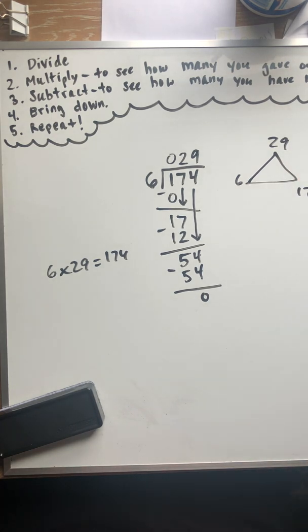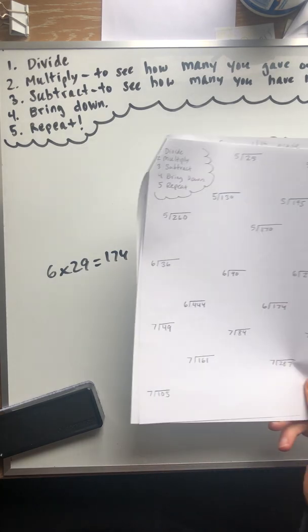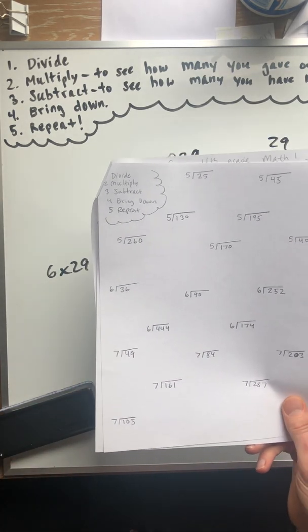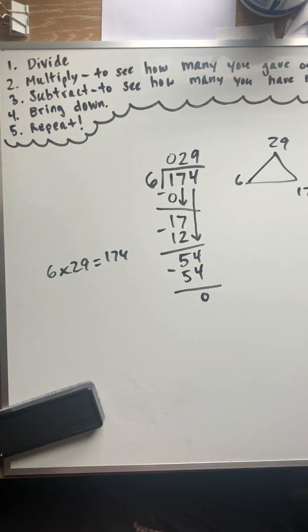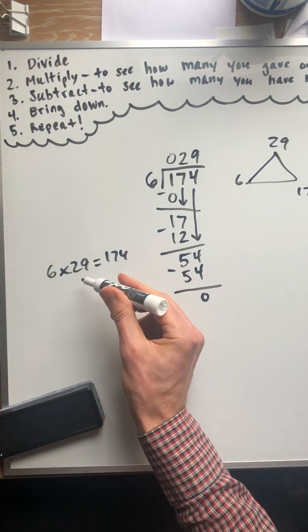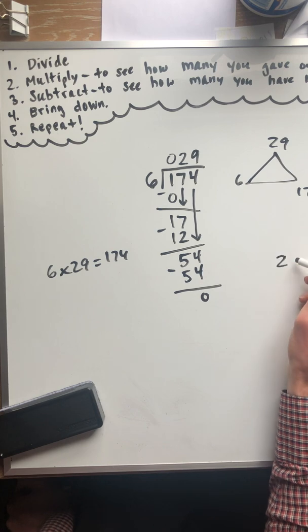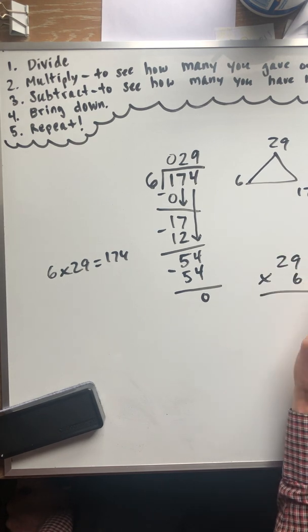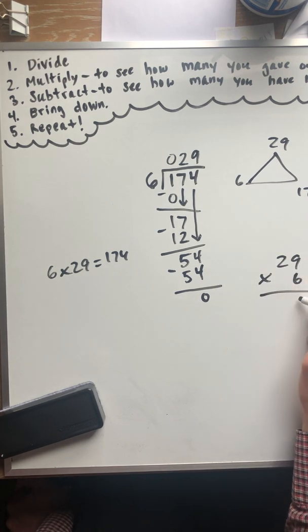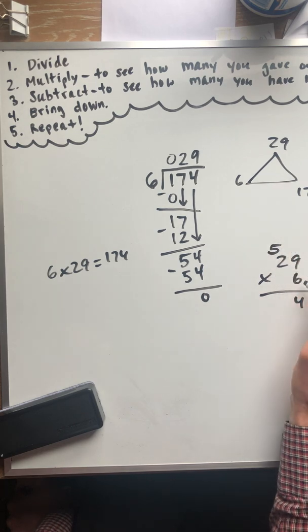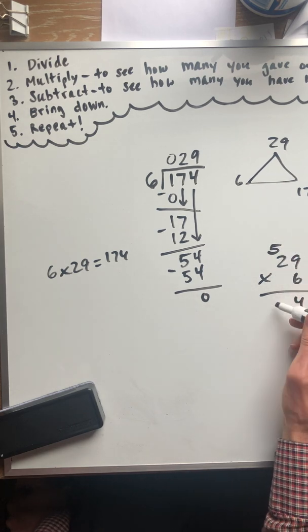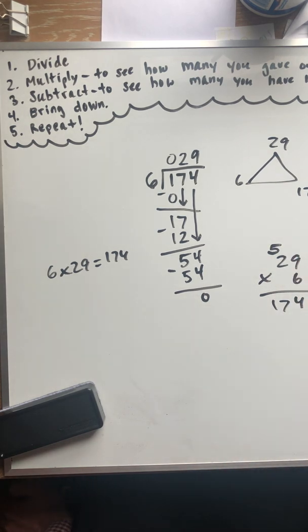So please do 9 problems on your assignment. And if you want to afterwards check, make sure you got the answer right, you just do the multiplication problem. Let's just do that really quickly. 6 times 9 is 54. 6 times 2 is 12, plus 5 is 17. Yep, did it right.